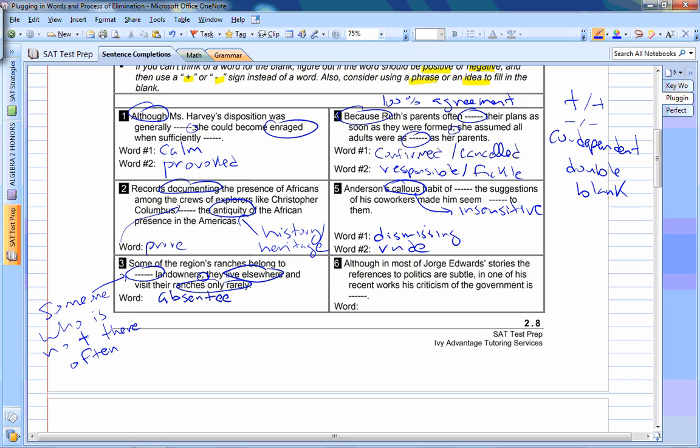Okay, and the last one. Although most of Jorge Edwards' stories, in reference to politics, are subtle, in one of his recent works, his criticism of the government is blank. You could probably say his criticism of the government is not subtle, or blatant, like very obvious. And we do see the word although, so we know there's a contrast as well.